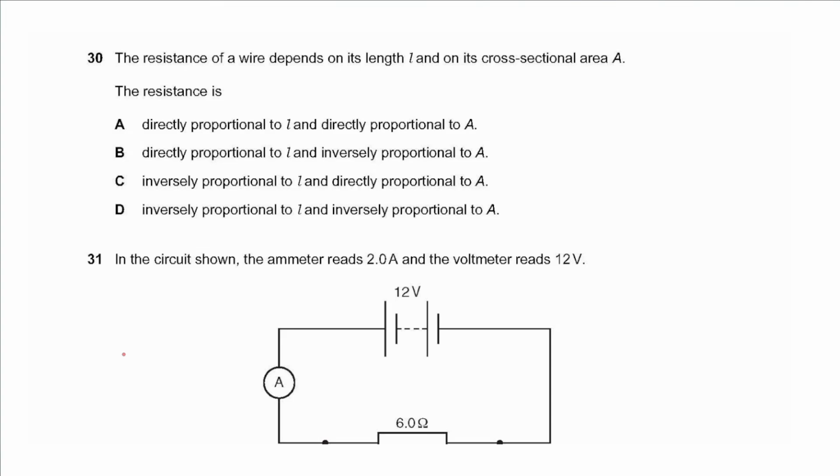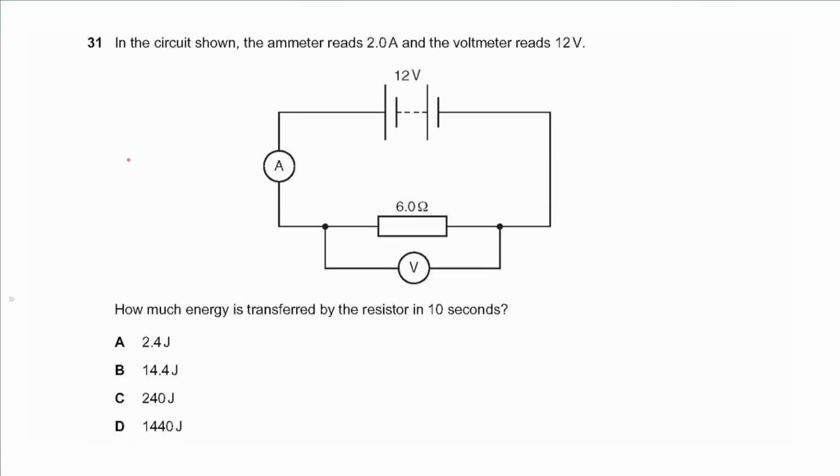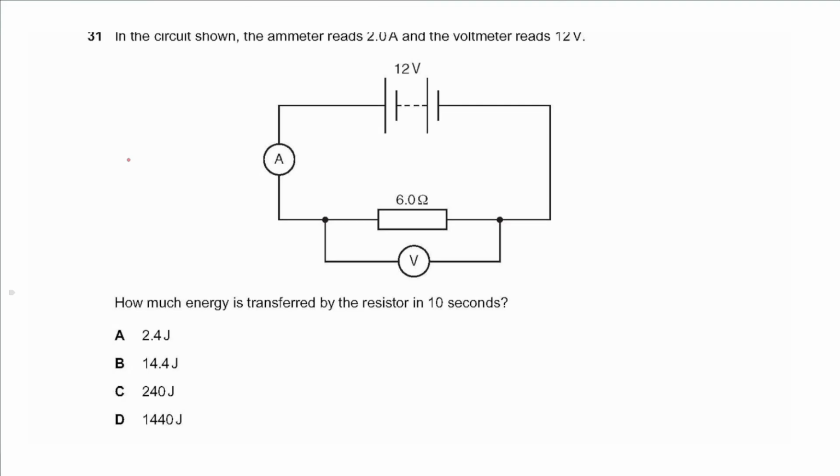So the answer here is B. Question 30 says the resistance of a wire depends on its length and on its cross-sectional area. A. The resistance is directly proportional to the length and directly proportional to the area, not directly proportional to area. It is directly proportional to length and inversely proportional to area. That is correct, so choose B. Question 31 says in the circuit shown, the ammeter reads 2 amperes and the voltmeter reads 12 volts. How much energy is transferred by the resistor in 10 seconds?